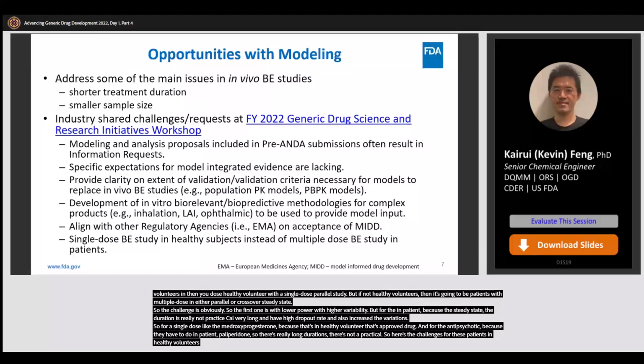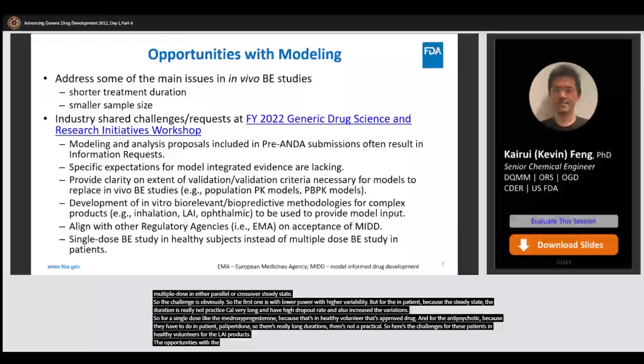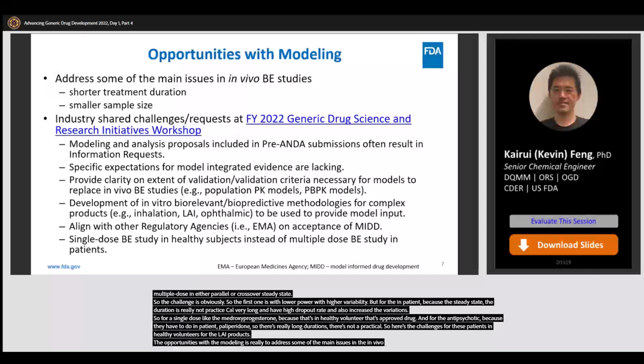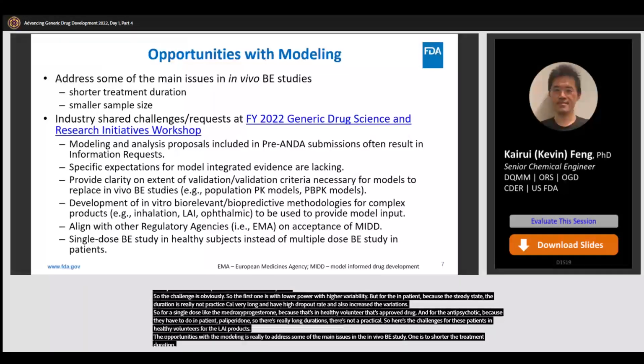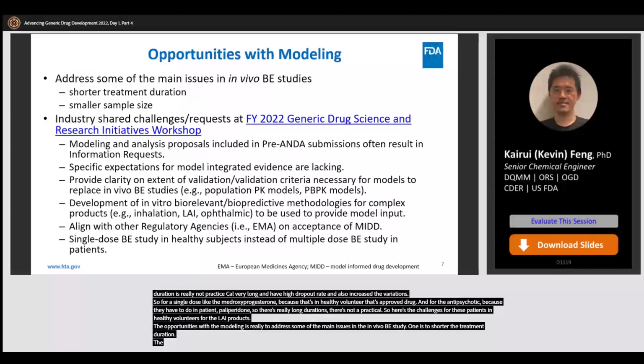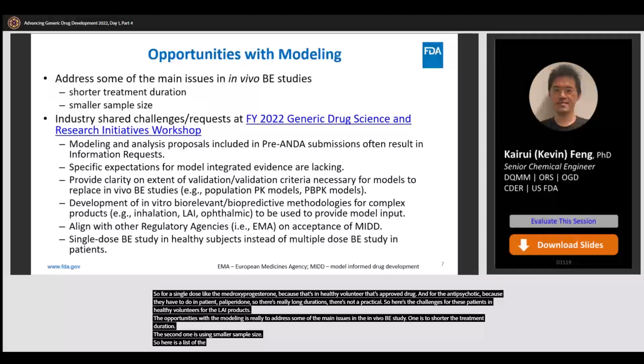The opportunities with modeling are really to address some of the main issues in the in vivo BE study. One is to shorten the treatment duration. The second is whether it is possible to use a smaller sample size. Here is a list of the challenges or requests from this year's Generic Drug Science and Research Initiative Workshop. Here is a list of all of the information shared by industry.